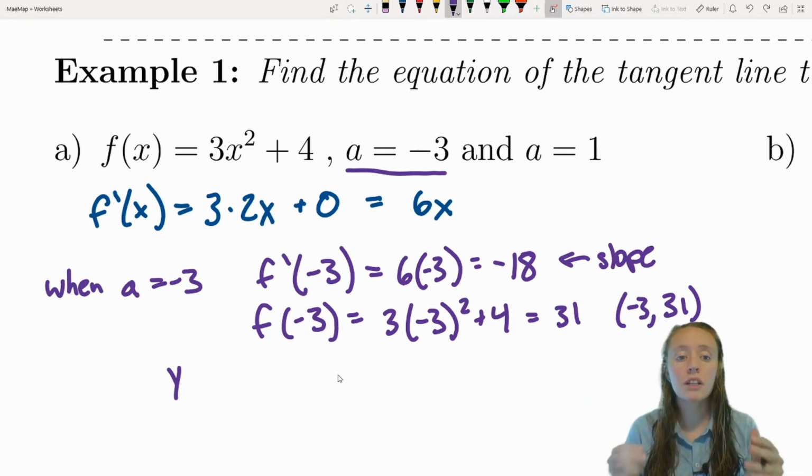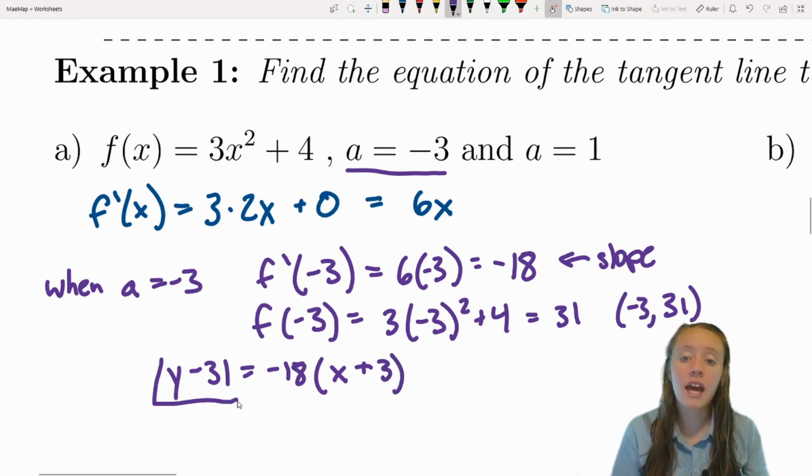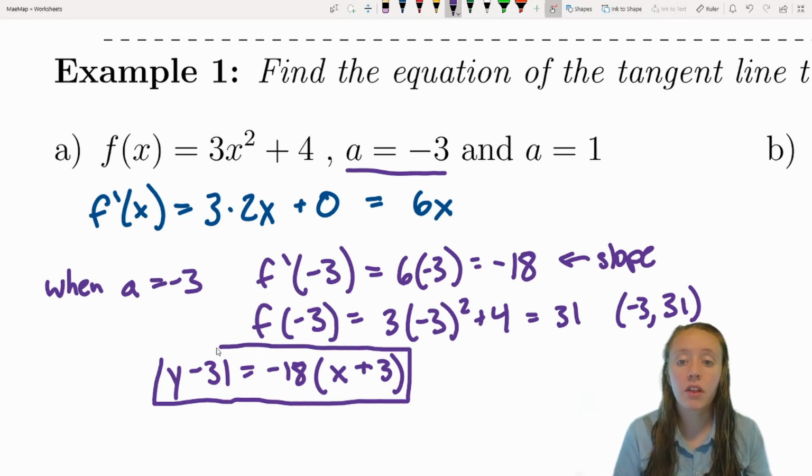So the equation of our tangent line, we'll use point slope form. y minus y1 equals m, our slope, times x minus x1. So I'll have y minus 31 equals our slope of -18 times x minus -3, so x plus 3. And there's my equation of my tangent line when a equals -3.